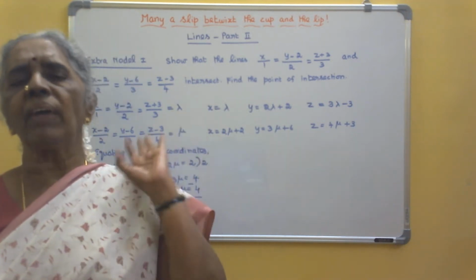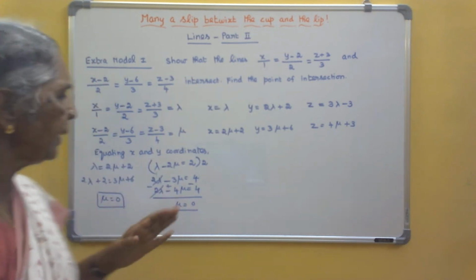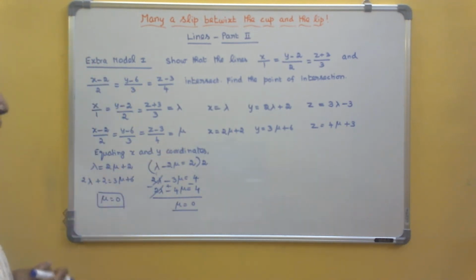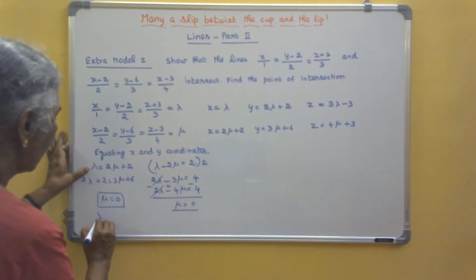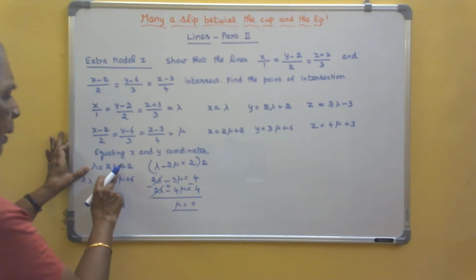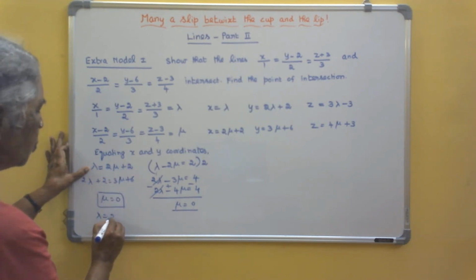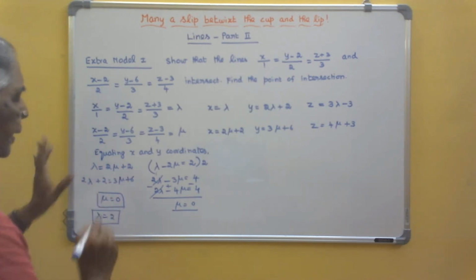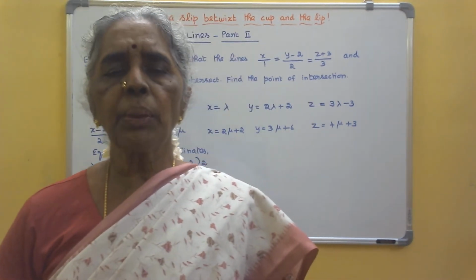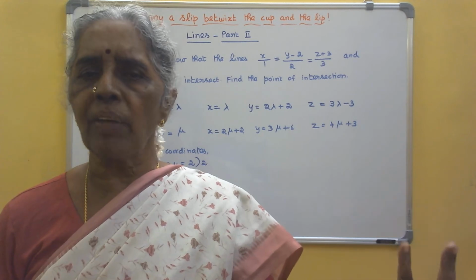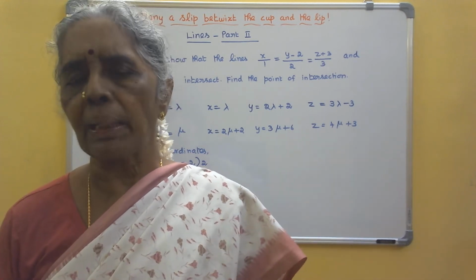So, I got the value of mu now. I can substitute in any one simple equation to get the value of lambda. I take this equation. So, my lambda will be equal to 2 into 0 plus 2. So, I get mu as 0 and lambda as 2. See, definitely, whenever you take two equations in two variables, you will be getting some value.